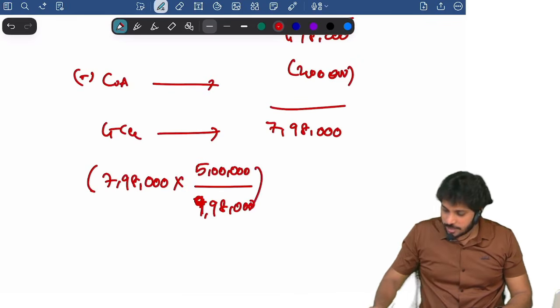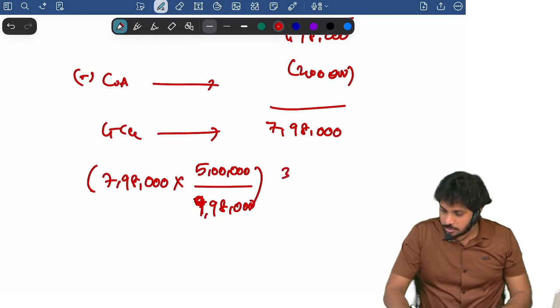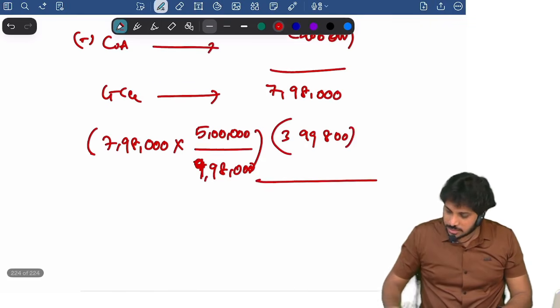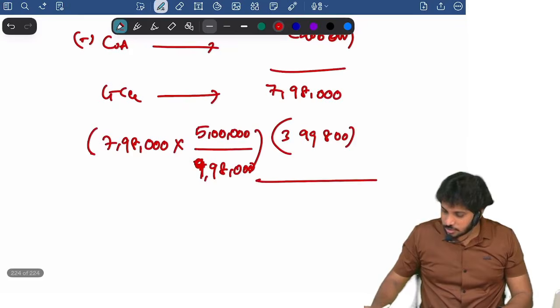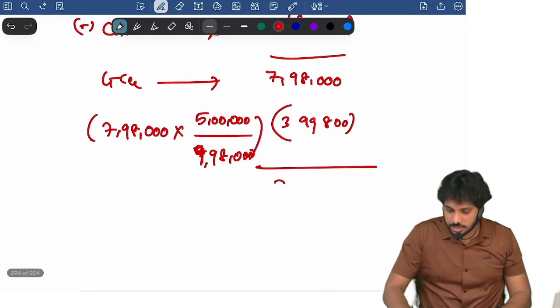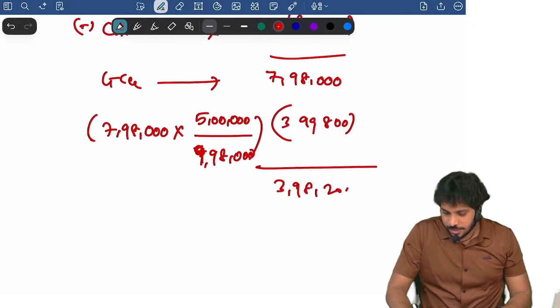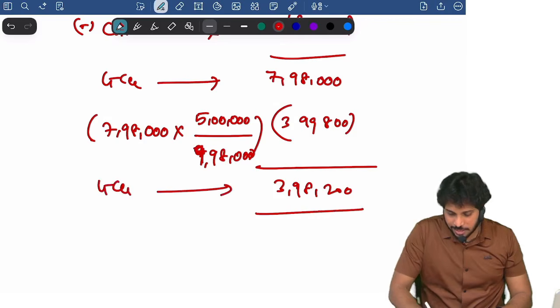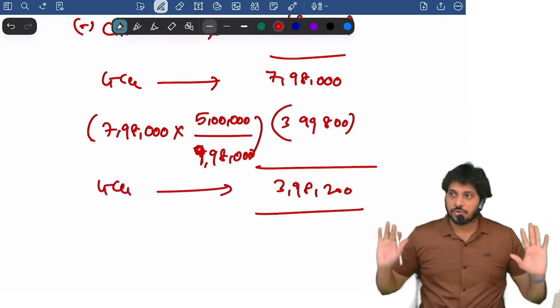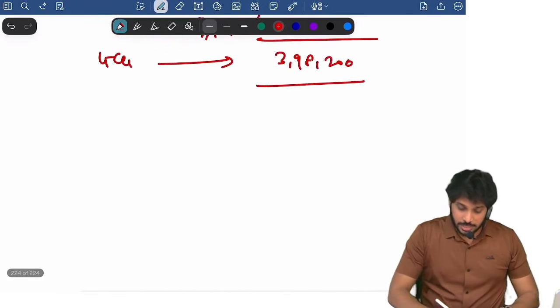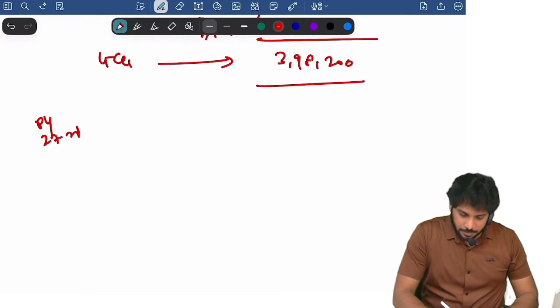How much? 7,98,000 divided by 9,98,000 into 5 lakhs. How much is that? 3,99,800. This much is exempted. Correct? 7,98,000 minus 3,99,800. How much is taxable? 3,98,200 is the long-term capital gain taxable. Do you agree? Now, in 27-28 previous year, nothing but assessment year 28-29.